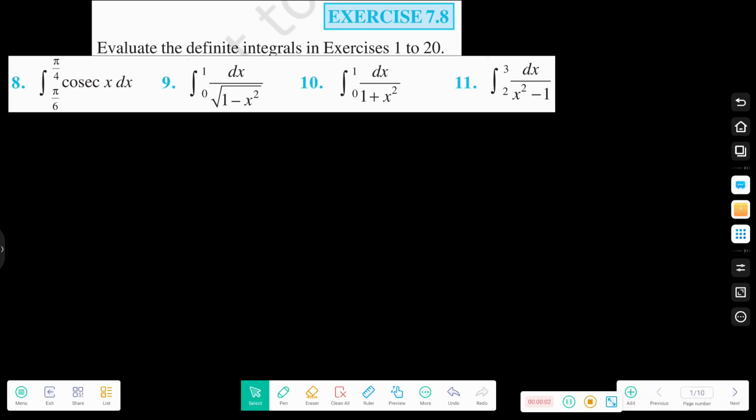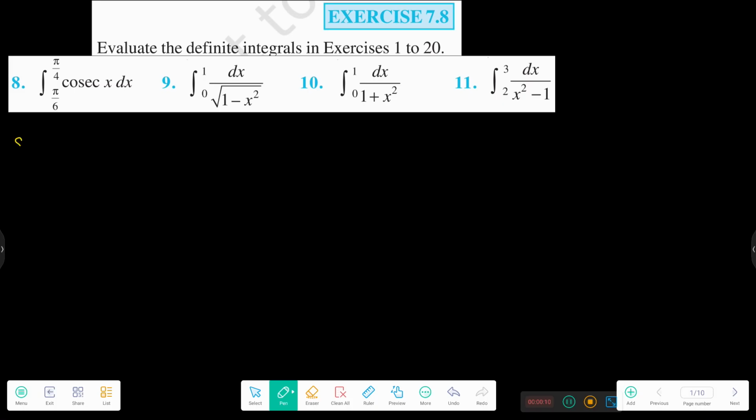Children, listen. Exercise 7.8, the continuation video. Question number 8, we are going to continue. Question number 8: I equal to integral pi by 6 to pi by 4 cosecant x into dx. Children, anyone remember the cosecant x integral value?